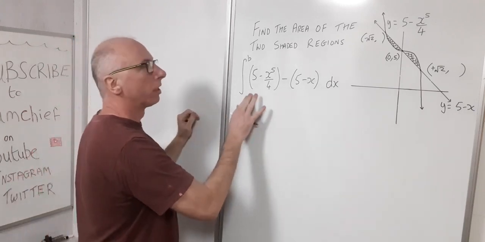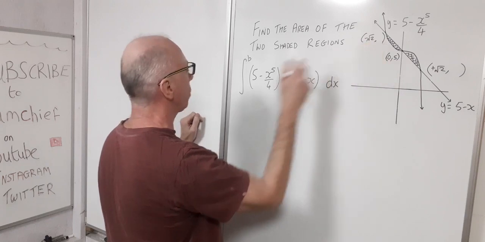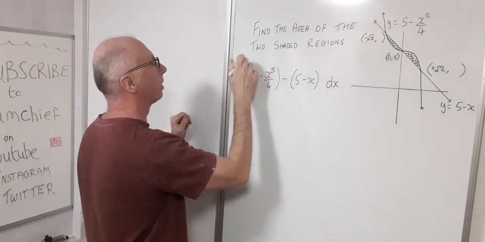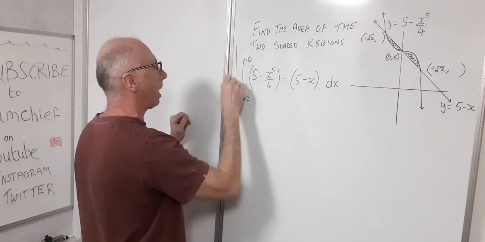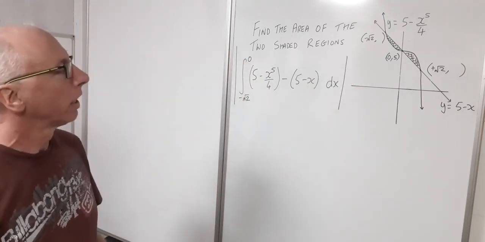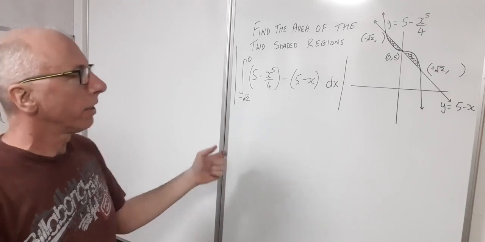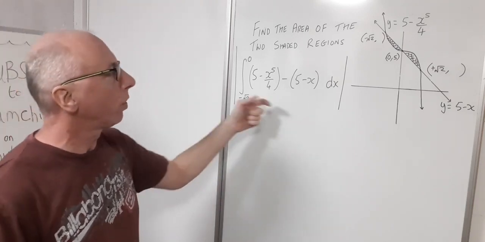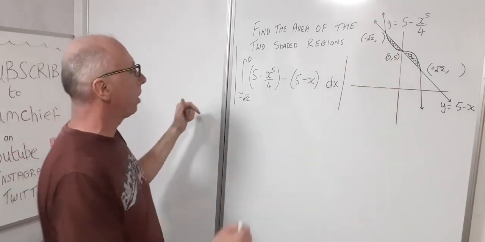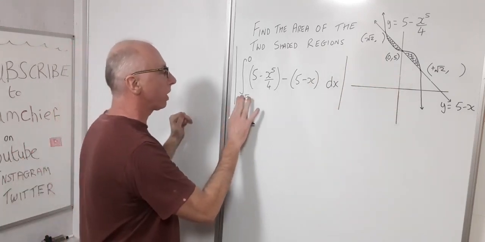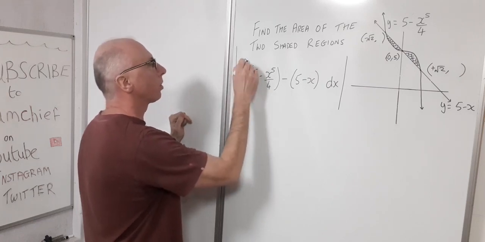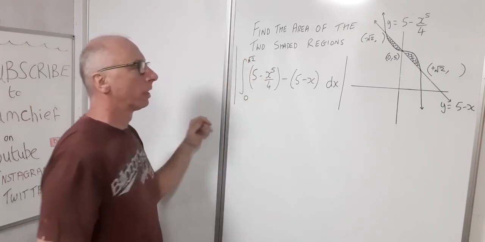So then we've got minus √2 to 0, and then find the absolute value of our integral. Now if we do that, that will work great for this one. What about for this one? Now for this one, our parameters will change. It will go from 0 to √2.